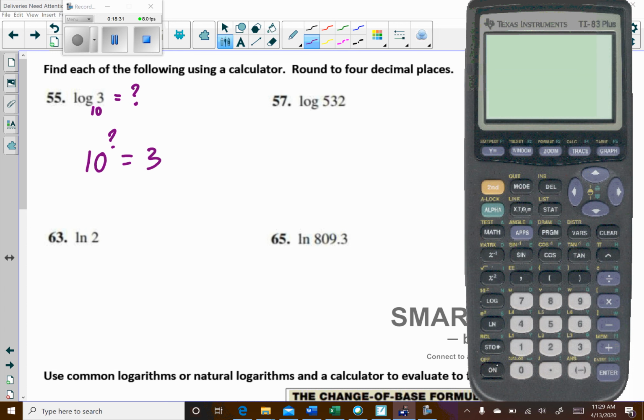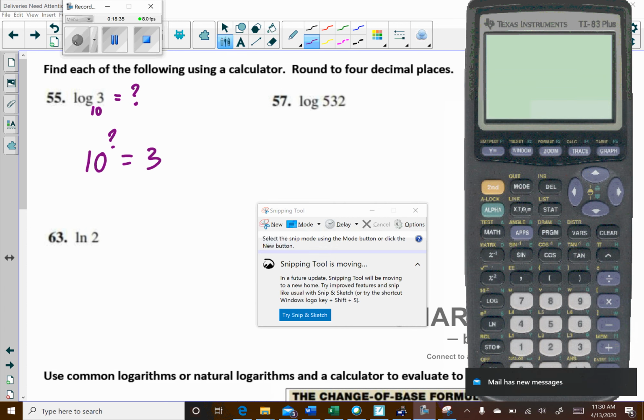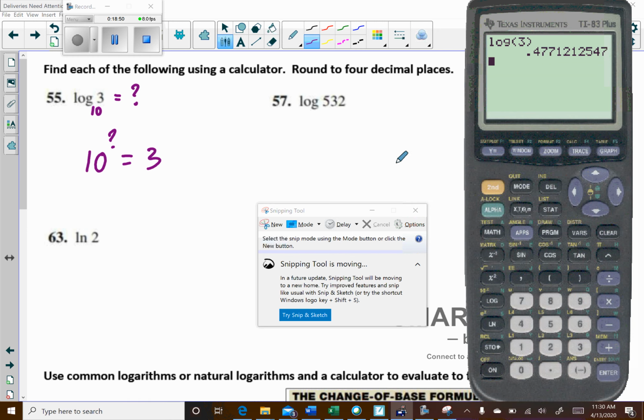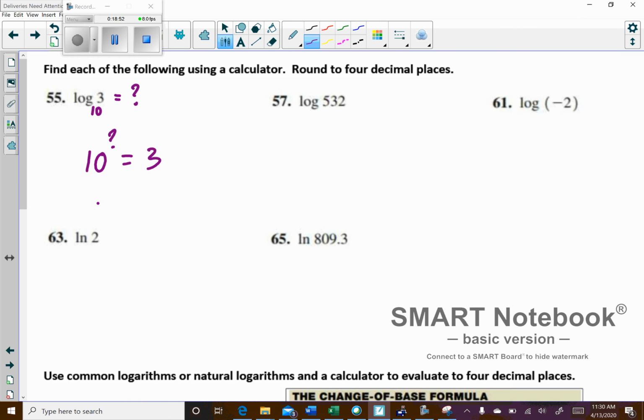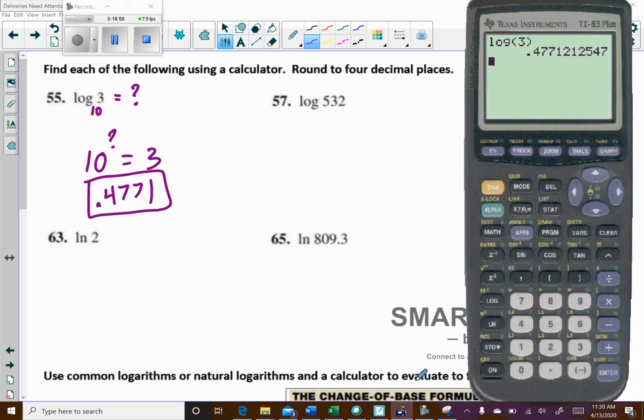Turn this on. All right, so let's see. So I'm going to type log. So see, my base is understood as 10. I just put in my 3. Press enter. So it's 0.4771. And it says round to 4 decimal places, so 0.4771. Okay, and so I'll go ahead and prove to you real quick that that is approximately correct.